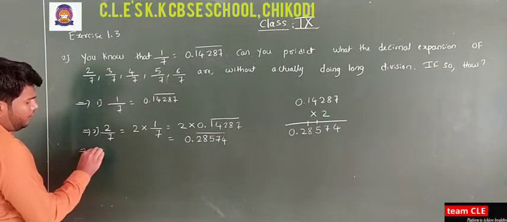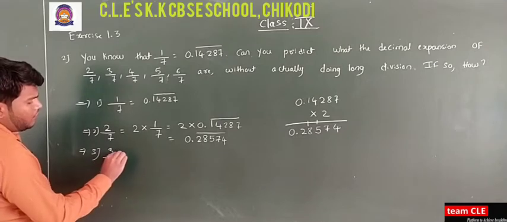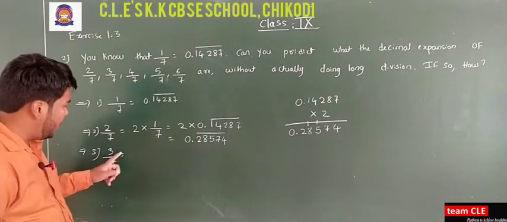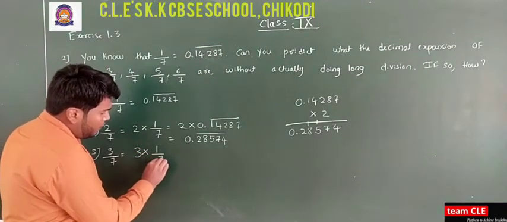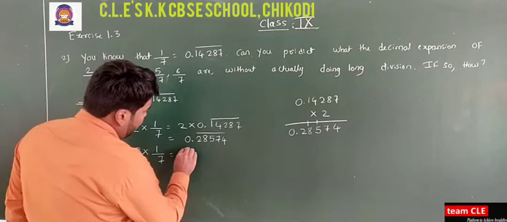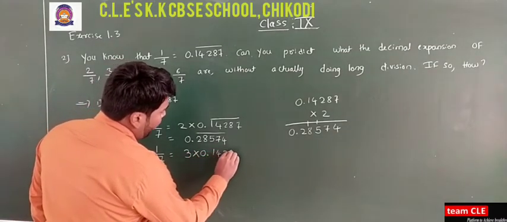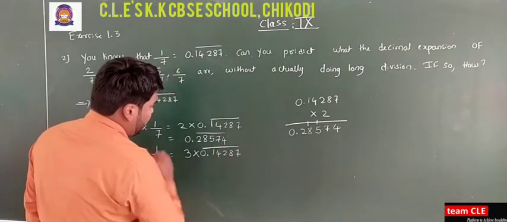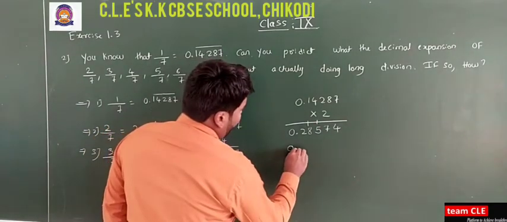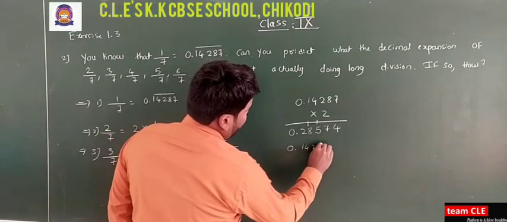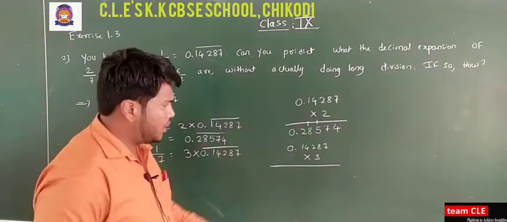Third part, I want the value of 3 by 7, which is 3 into 1 by 7. So again the same thing: 3 into 0.142857 with the bar. Just multiply 0.142857 into 3, without using the long division method.